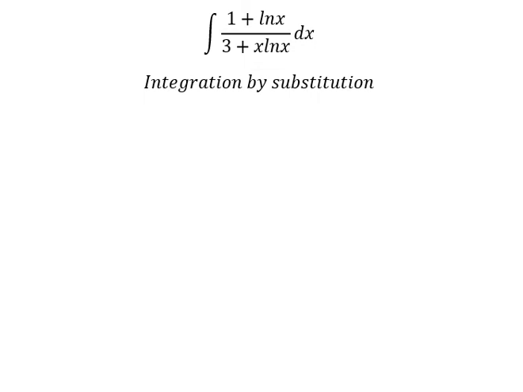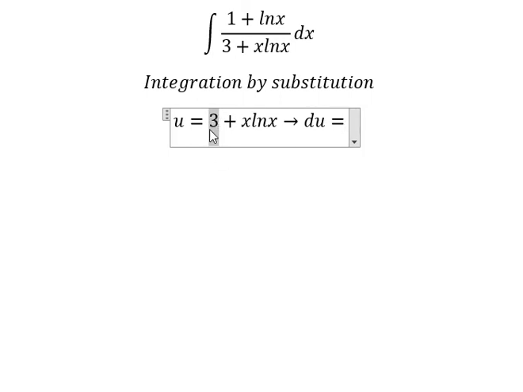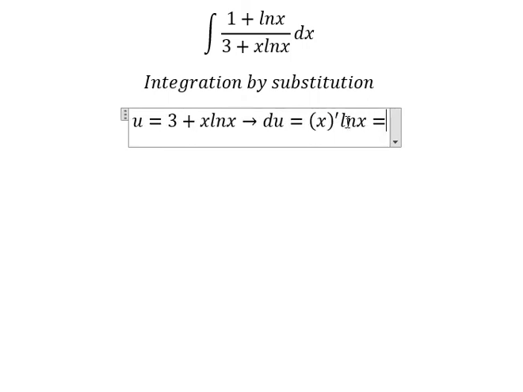So I will put u equals to this one. Later, we need to do the first derivative for both sides. This one, that is the constant. So you get 0. This one, we can apply the product rule of derivative.